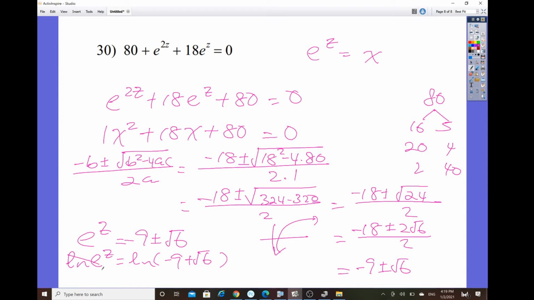So just say that z equals natural log of negative 9 plus minus root 6. Because everything over here, nothing's going on, so they're considered in the imaginary field. But so far you guys haven't learned about those. So basically just leave the answer like this. So z equals natural log of negative 9 plus minus root 6.